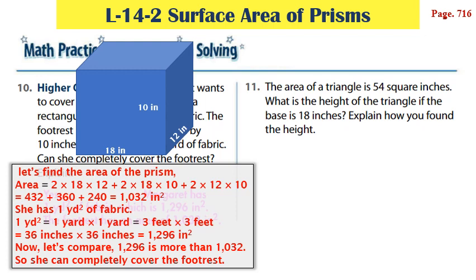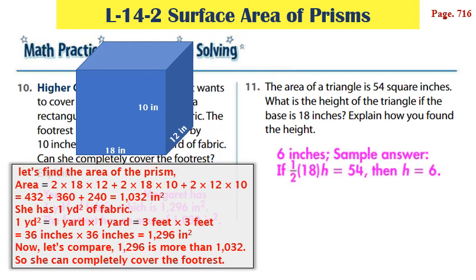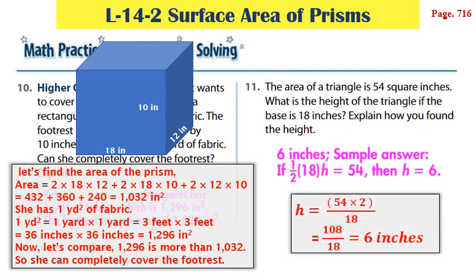Now question number 11. The area of a triangle is 54 square inches. What is the height of the triangle if the base is 18 inches? Explain how you found the height. Again. The area of a triangle is 54 square inches. What is the height of the triangle? How did you find the height? You got the answer. Very good. 6 inches. If 1/2 of 18 times h equals 54, then h equals 54 times 2, divided by 18, which is 6.